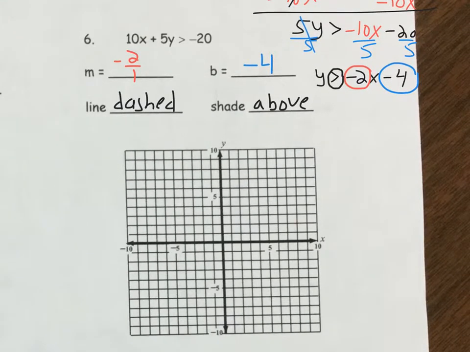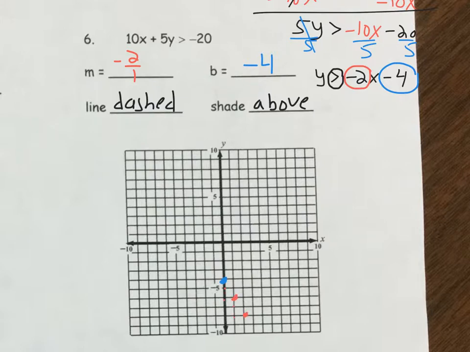Now you just have to put it on the graph. You don't have to think about it once you graph. All right, so starting point is the y-intercept, so that's at negative 4. And the slope here is negative 2 over 1, so I'm going to go down 2 over 1.